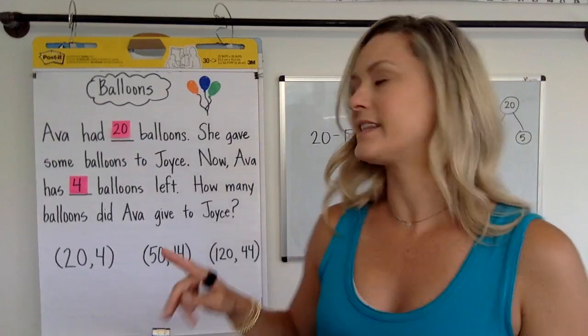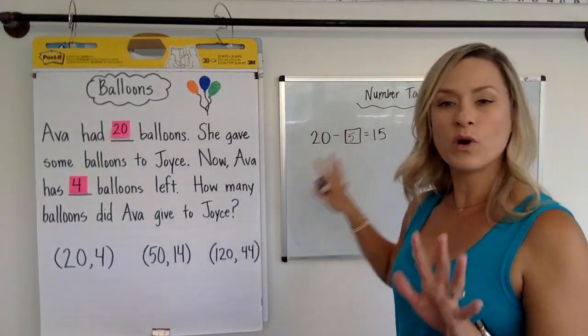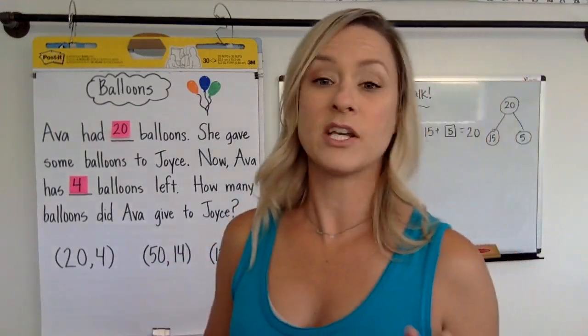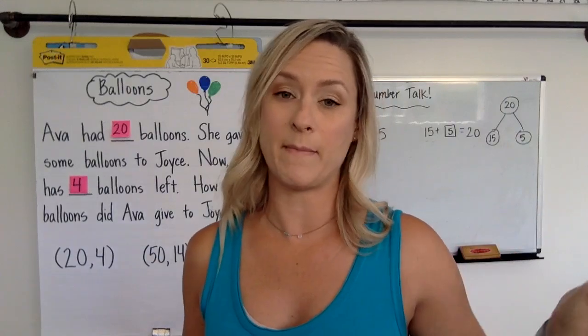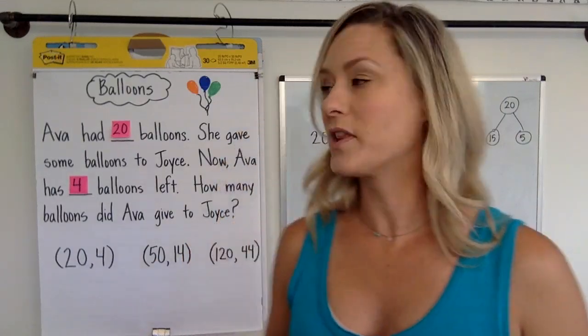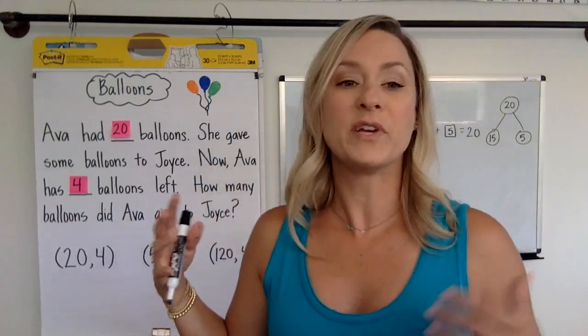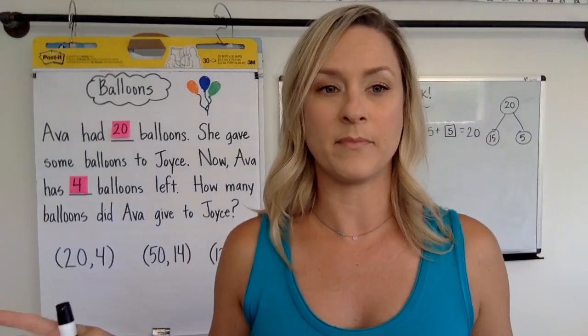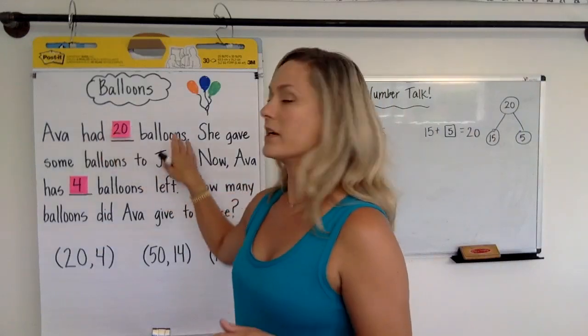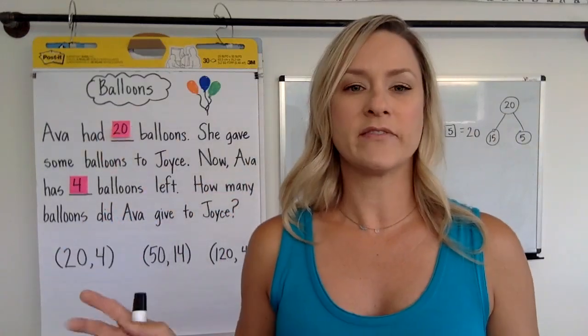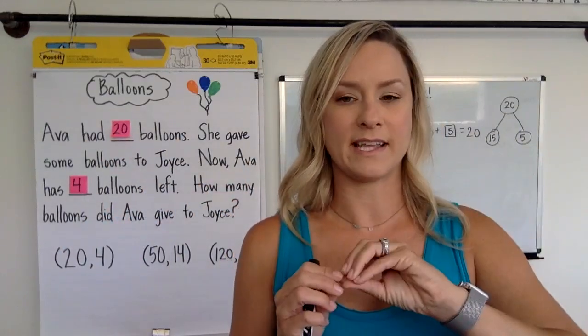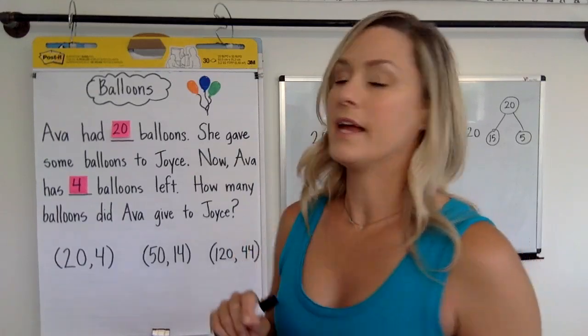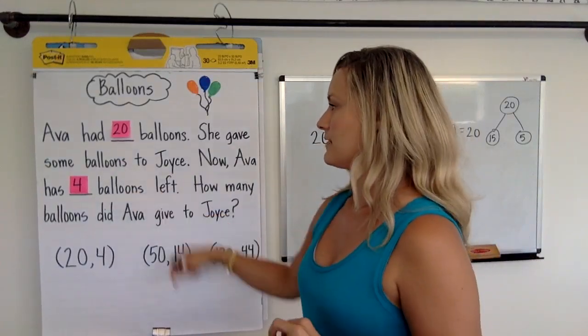All right, so it's the same action here, but we don't want to tell our children that because who knows how they may solve. They may add up to solve this, or they may subtract back. We just don't know, and we really want them to think about the story and how it makes sense to them. All right, so Ava had 20 balloons. She gave some to Joyce, so that's the action of separating. And now Ava has 4 balloons left.